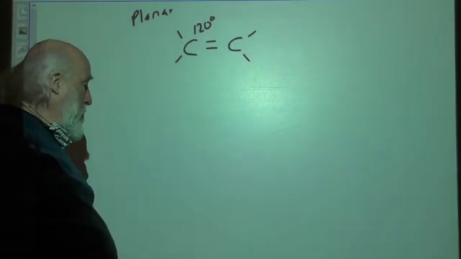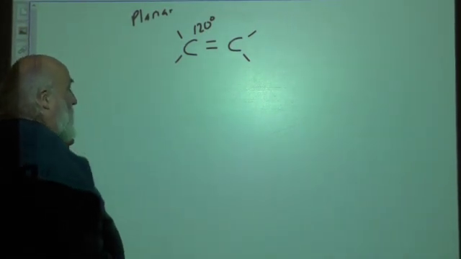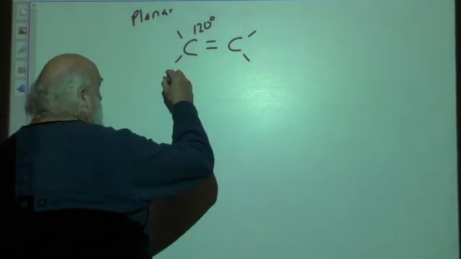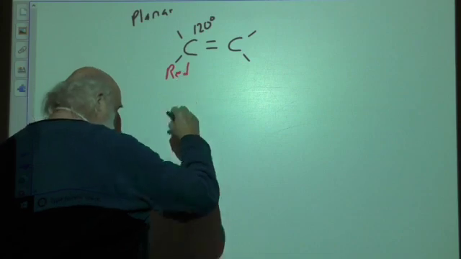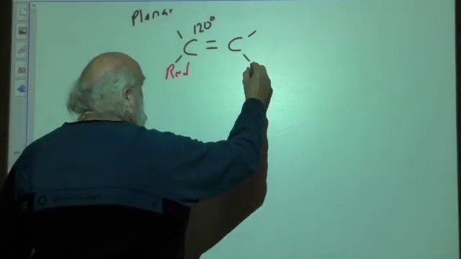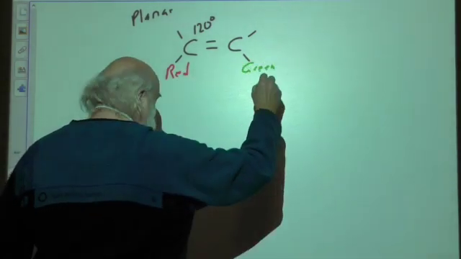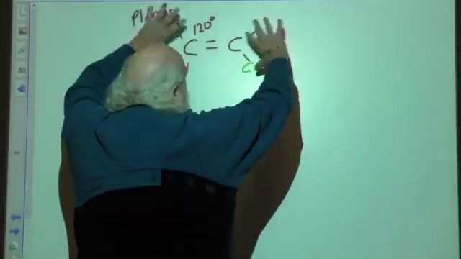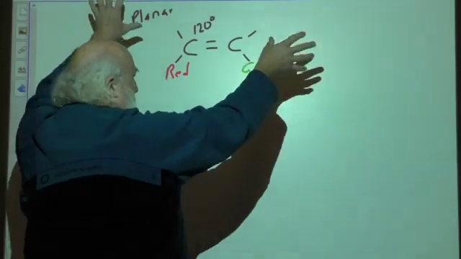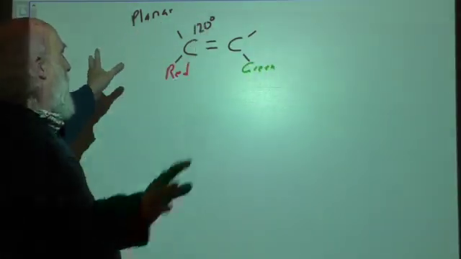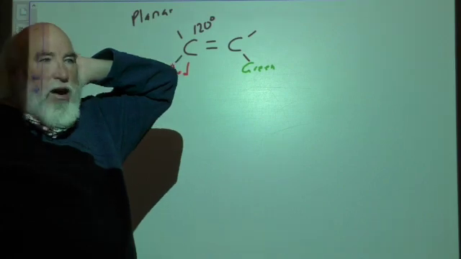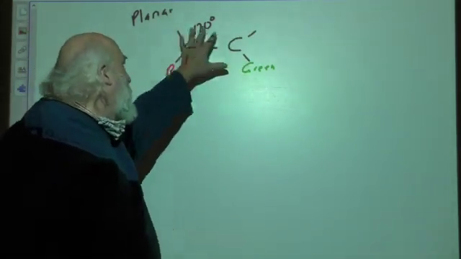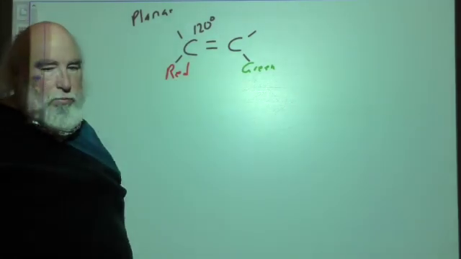Okay, now let's suppose I put, I'm just going to do this a little different. I'm going to put a red here. And I'm going to put a green here. Now, everything else beyond it, there's more carbons attached to it, like the red and green here. It's going to go off at 109.5 degrees. This is the only area where everything is planar. These 6 atoms all lie in the same plane.